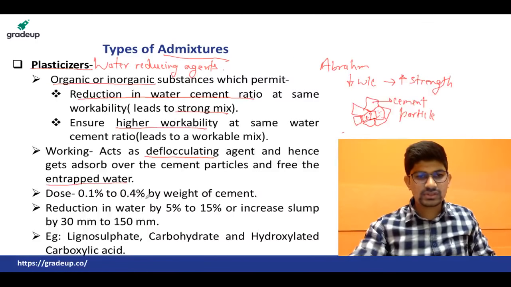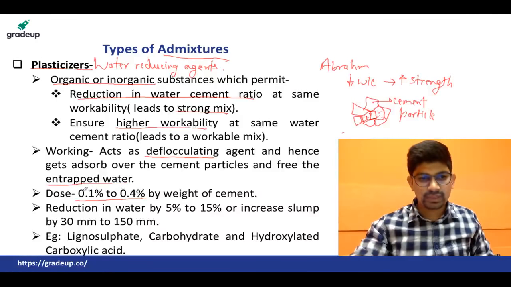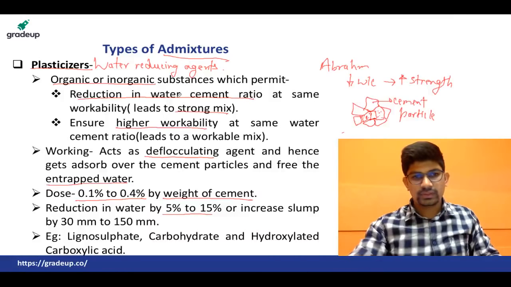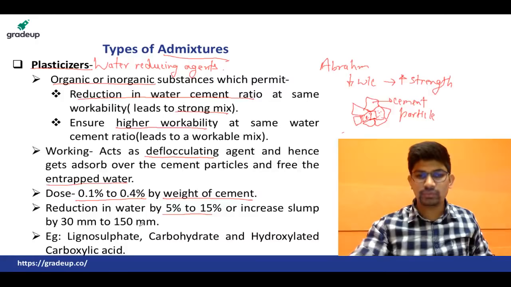Now also to note, all these admixtures have a very small dose, even less than 1%. It will generally be in the range of 0.1 to 0.4% for plasticizer, and that is by weight of cement. Reduction in water is 5 to 15%, so 5 to 15% less water is required. Or there is an increase in slump by 30 mm to 150 mm when we are getting higher workability.